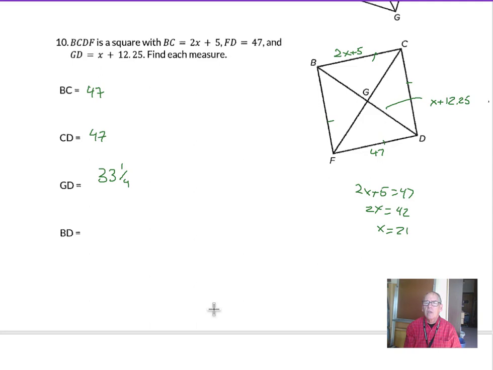Now BD is going to be twice that. They're all the same, so I could really do 21 plus 12.25, which is 33.25, and do that times 2, because that's just half the diagonal, and we get 66.5. So the length of that whole diagonal is 66.5.